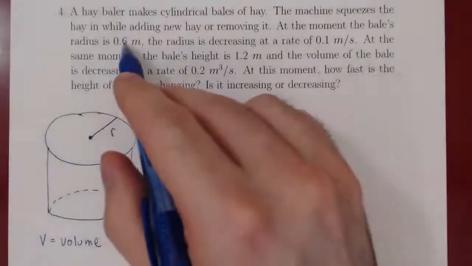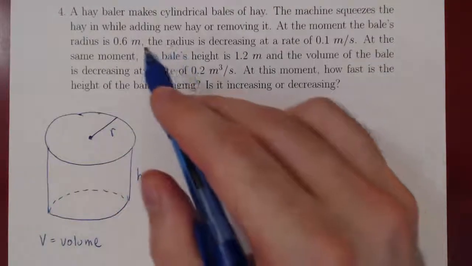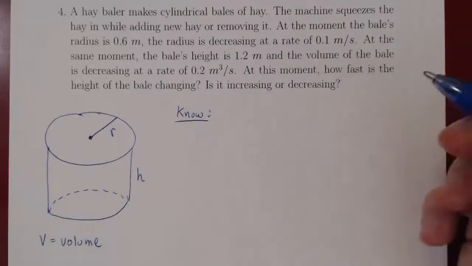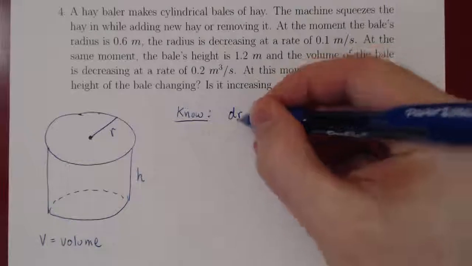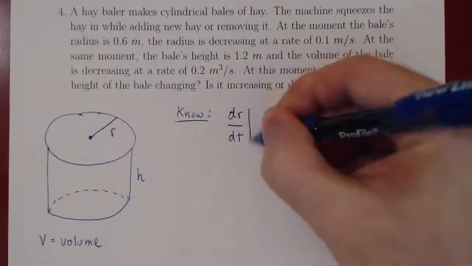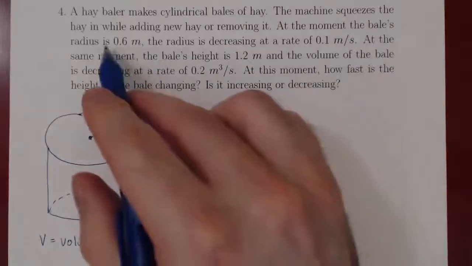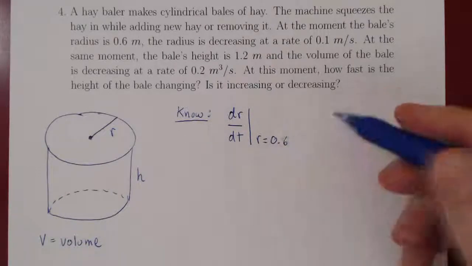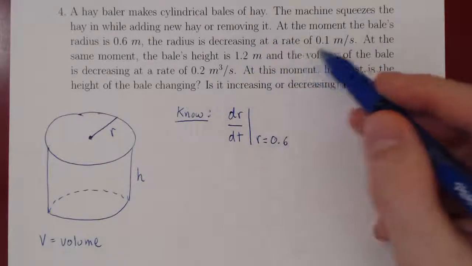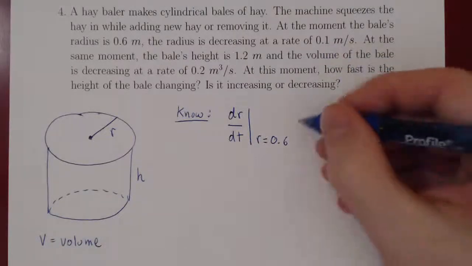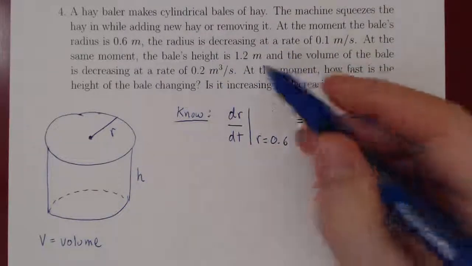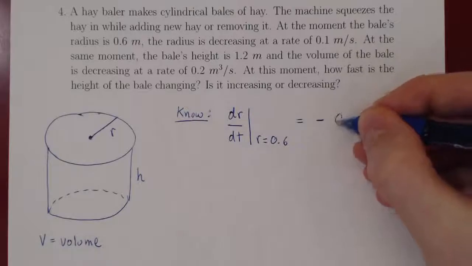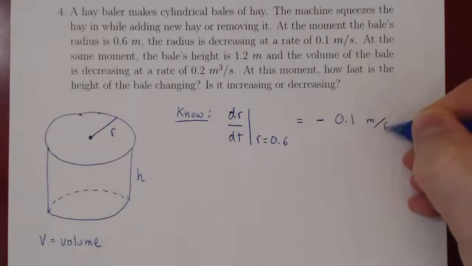At the moment the bale's radius is 0.6 meters, so when r is 0.6, the radius is decreasing at a rate of 0.1 meters per second. That's the rate of change of the radius, that's the derivative of r with respect to t. Specifically at the instant, at the moment when the bale's radius is 0.6. So when the radius is 0.6 meters, the radius is decreasing at a rate of 0.1 meters per second. Because it is decreasing, since r is decreasing, its rate of change is negative, and that's negative 0.1 meters per second.